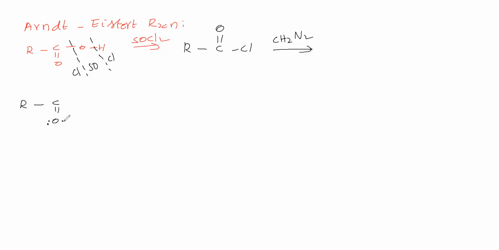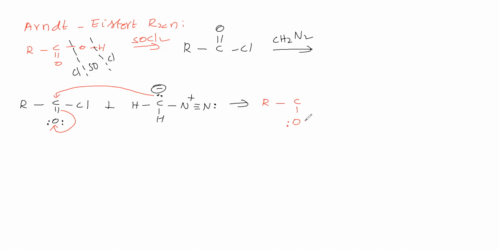So now we will take RCOCl and diazomethane. Diazomethane we have taken like this. Now this lone pair is attacking this carbon, and this bond pair is attacking this O. So we'll get RCO minus, here CH2, here N2, like this.